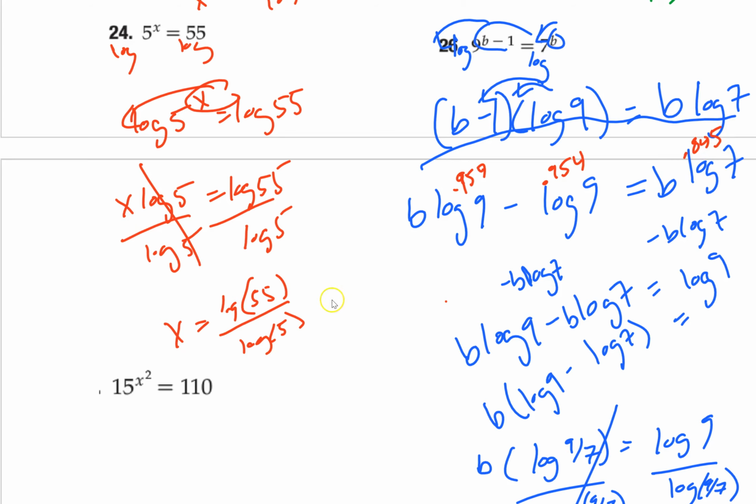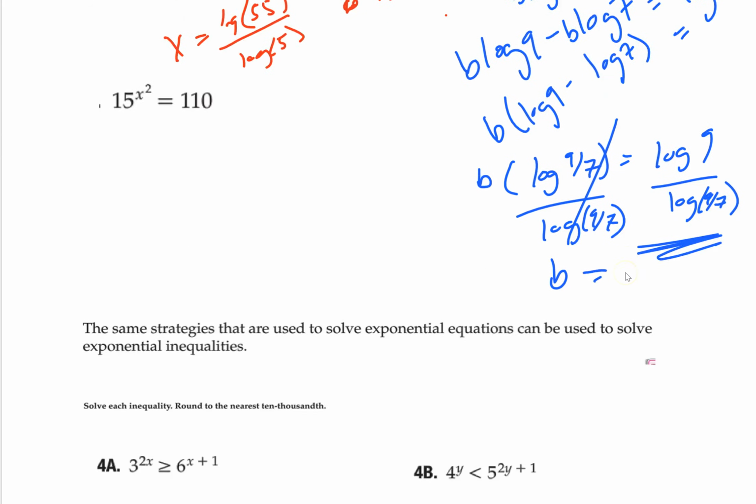So it would work the same way, just now you have 0.959b minus 0.954 equals 0.845b. Right, same concept, just with ugly numbers now. You do it the exact same way. So I know it was a little bit of a mess, sorry about that. Let's move on to brighter things.